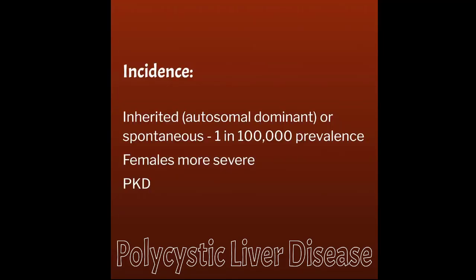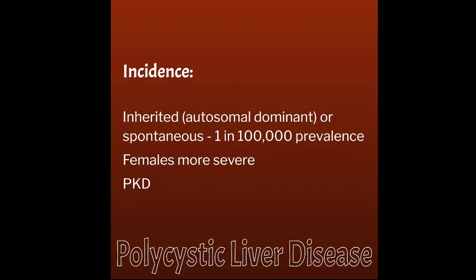So as far as incidence goes with polycystic liver disease, it is typically inherited. It can be spontaneous, but it is typically inherited. And what we see is that it's an autosomal dominant disease, and that 1 in 100,000 people have this disease. So it's actually pretty common, and it's pretty common because it's inherited and because it's autosomal dominant. There's a higher chance of passing that disease along.